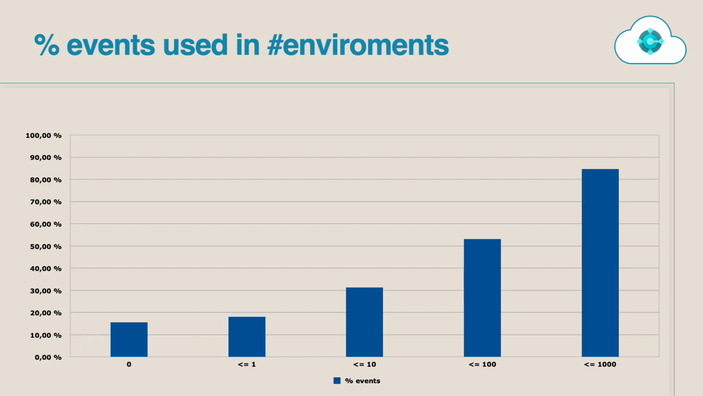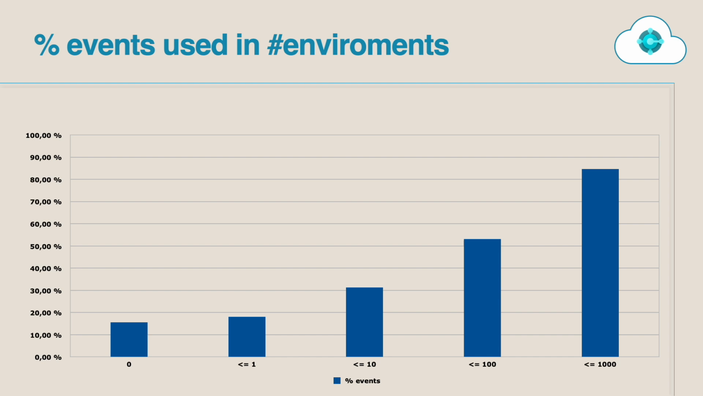We have about 3,400 events that are not used at all in the cloud. Nobody uses them. We could remove them and nobody would notice. Maybe some partners use them on-prem, but in the cloud nobody would notice. Then there are events used by a single environment, so one customer uses the event. That's another 500 to 600 events.